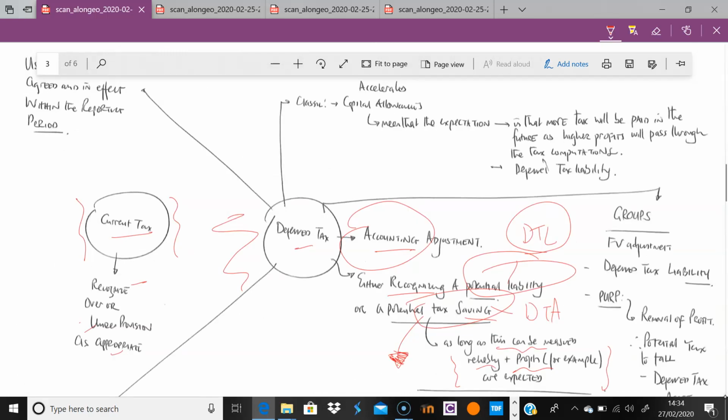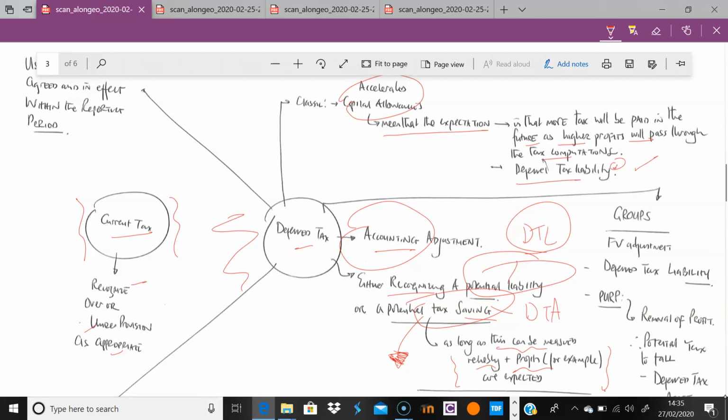So, classic case, typically we have this whole story with accelerated capital allowances. This means that the expectation is that more tax will be paid in the future as higher profits will pass through the tax computations, in effect. So we have a difference between the carrying value and the tax base, and therefore we recognize a deferred tax liability. This is pretty much the common thing.